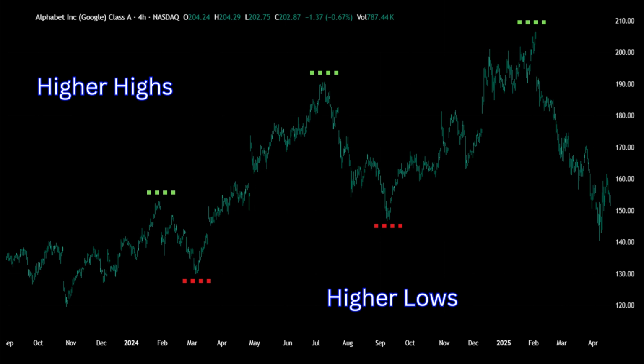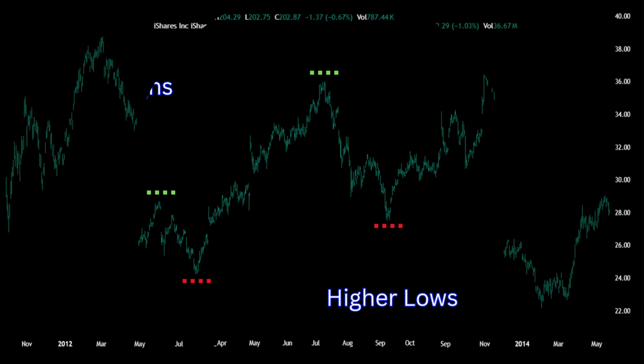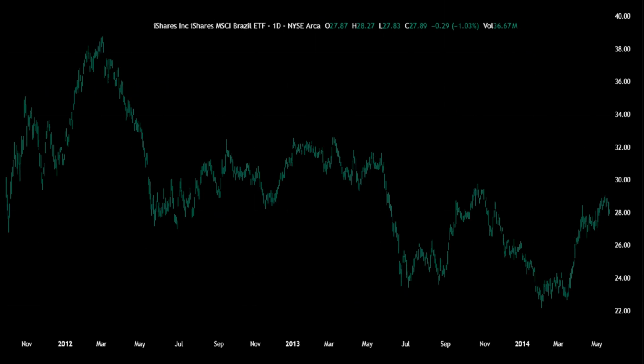Every small pullback isn't seen as a sign of panic, but as a golden opportunity to buy more at a relatively cheaper price. As long as this structure of ascending highs and lows remains intact, the uptrend is alive and well. Now, its counterpart, the downtrend. It's the perfect mirror image. Here, the structure we're looking for is the series of lower lows and lower highs. A lower low followed by a lower high.